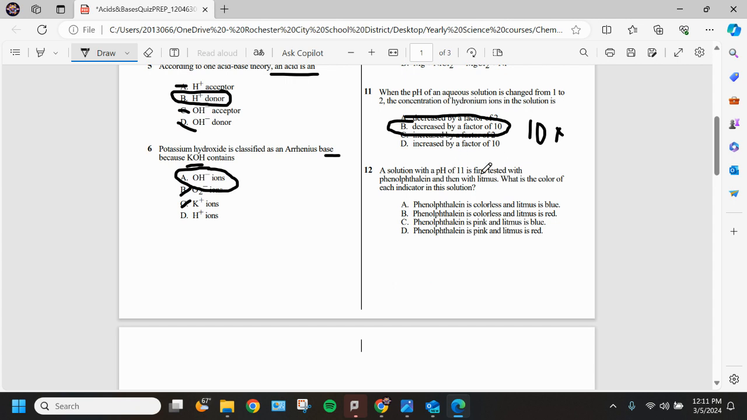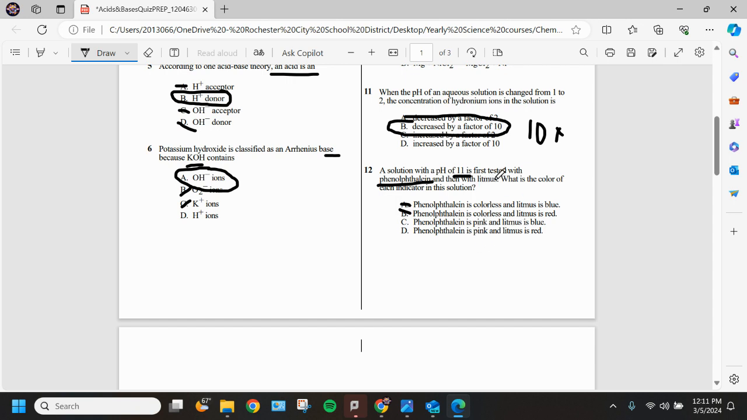A solution with a pH of 11 is first tested with phenolphthalein and then with litmus. What color did each indicator turn? Okay, so now I need to use table M on page 6. pH of 11, phenolphthalein. 11 is to the right of 9, so it's going to be pink. So I can get rid of the choices where phenolphthalein is colorless. I see phenolphthalein is pink and pink.